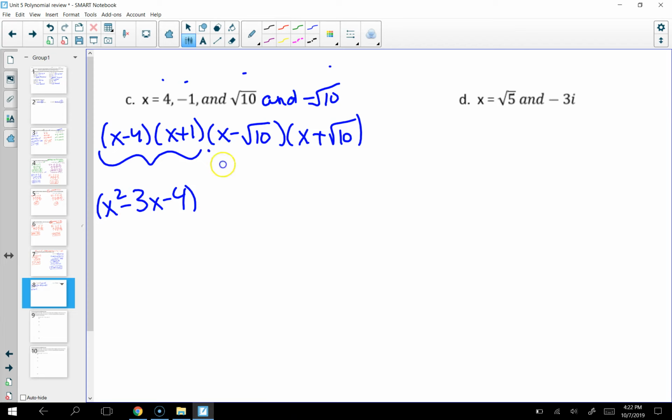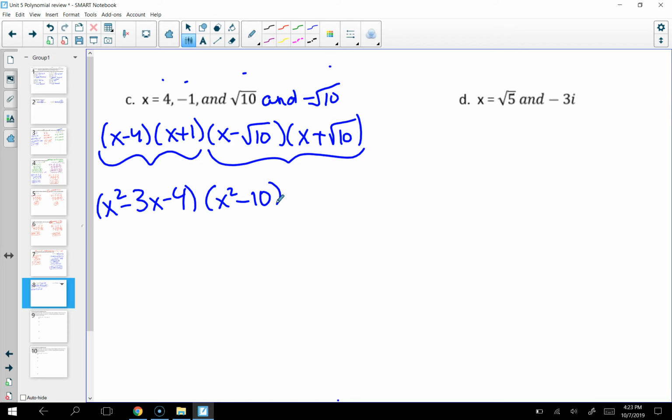Alright, these guys, they're conjugates, so again, the middle piece won't be there. X times x is x squared. Negative times a positive will give me a negative. Square root of 10 times square root of 10 is the square root of 100, which is just 10.